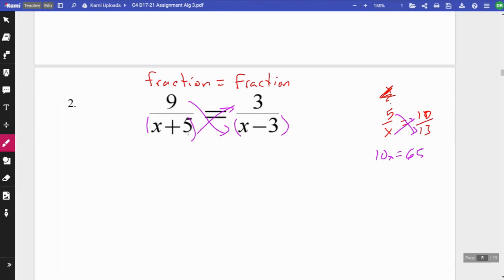So if I did this guy, this is x plus 5 times 3, or 3 times x plus 5, equals 9 times x minus 3. And then this is just a regular type of equation we should be able to solve. Distribute, we get 3x plus 15 equals 9x minus 27. And this should be old news. I'm going to get the x's to one side, the non-x's to the other, and solve.